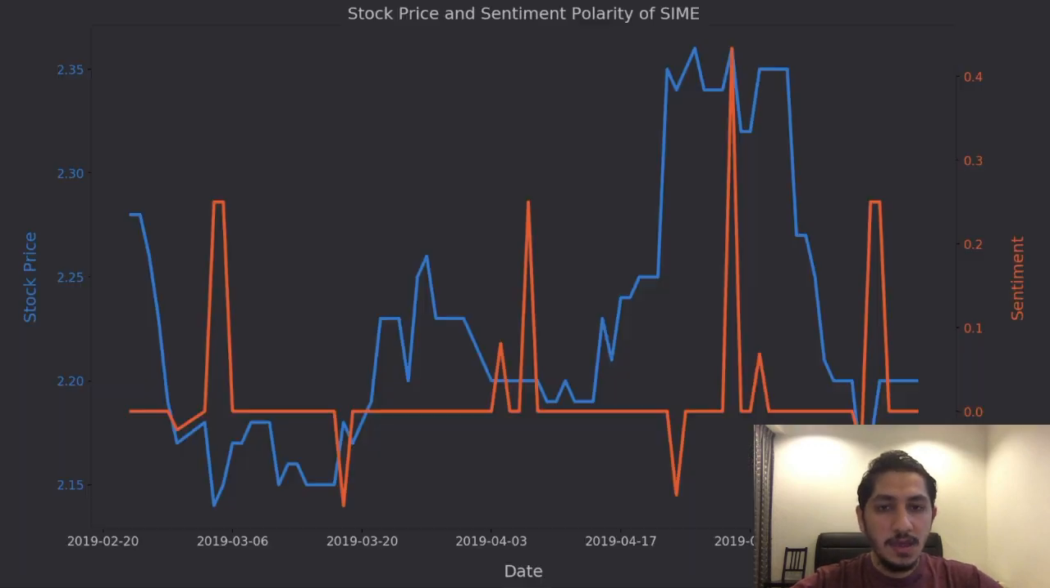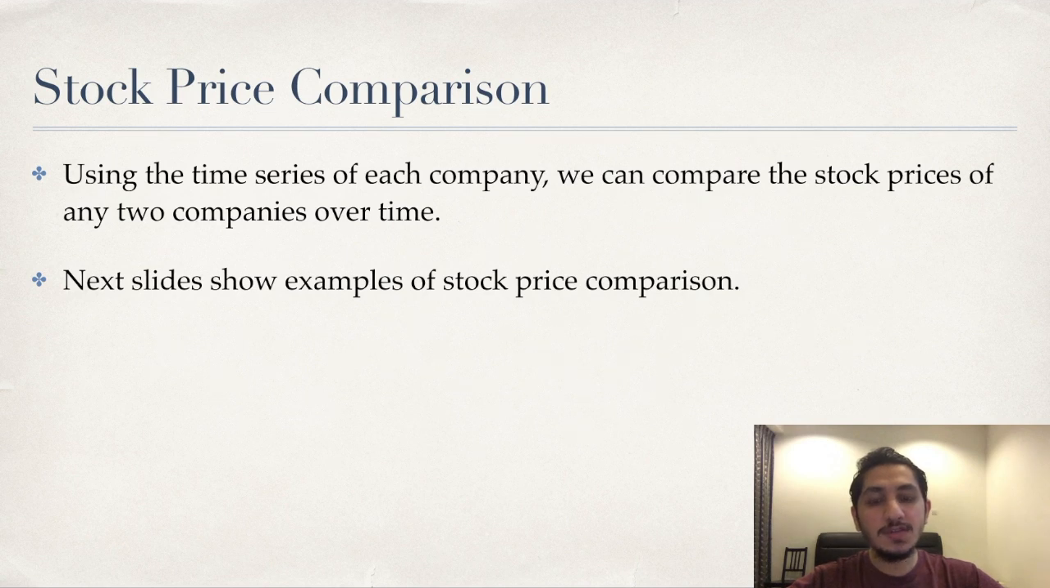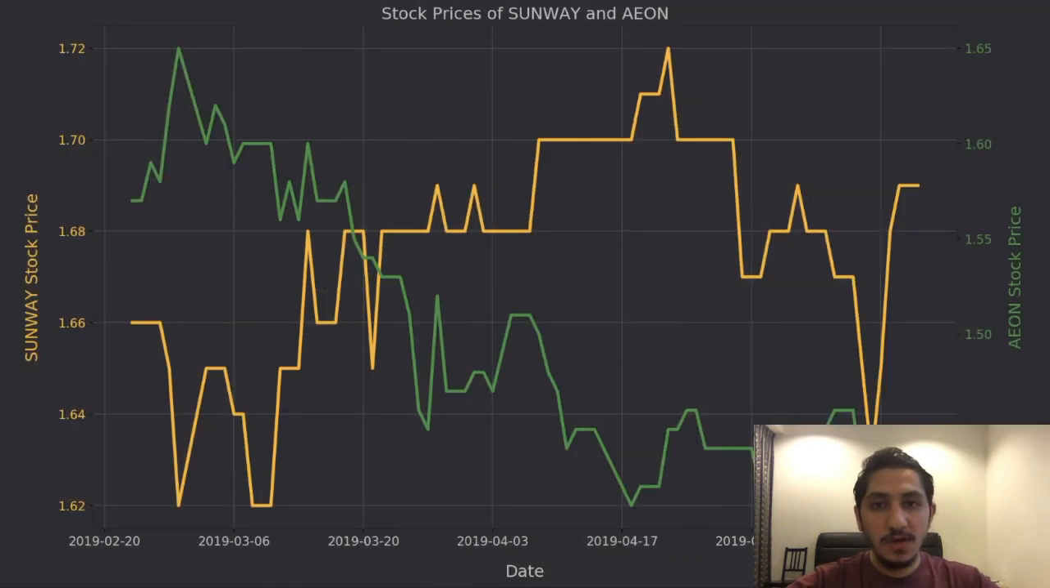So here we plotted the stock price and sentiment. We also plotted the stock prices of two companies with each other to compare their prices to see if they are related to each other, if they move together. For example, here the stock prices of Sunway and Aeon, we see that they move against each other. When one price is high, the other is low. When the other is high, the first is low. So they are in opposite directions.